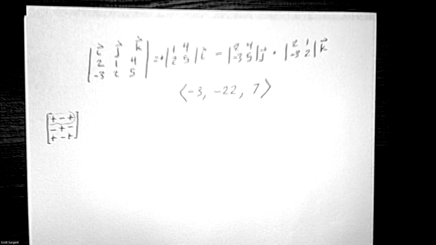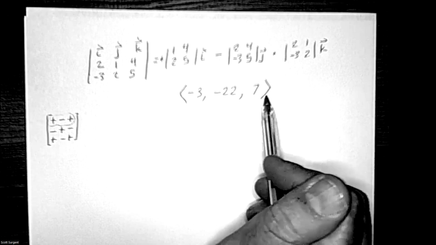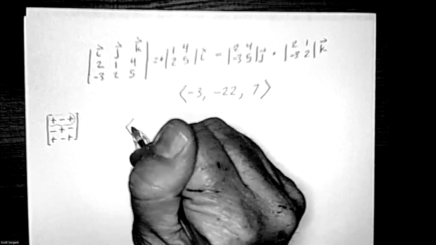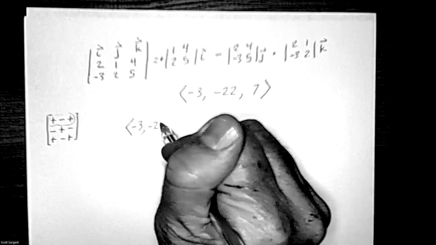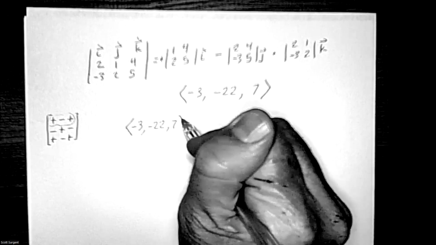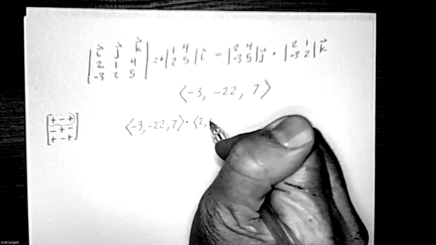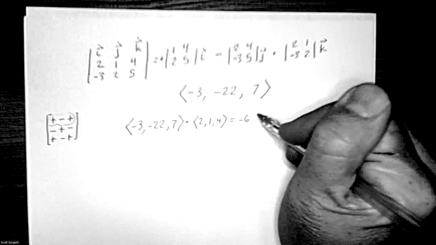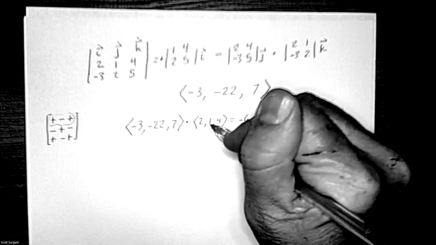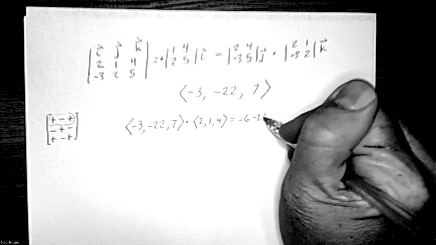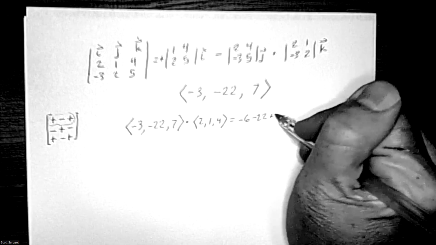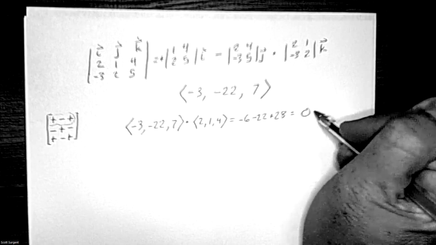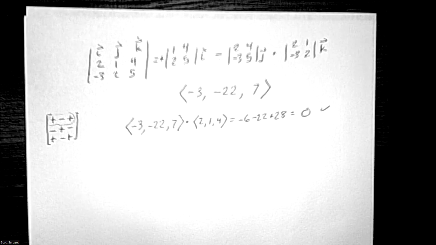Now, if you're still unsure whether you did it right, I recommend that you check your answer by dotting the cross product with the original two vectors. So for example, if I dot my -3, -22, 7 with 2, 1, 4, well, let's see what happens. I get -3 times 2 is -6. -22 times 1 is -22. 7 times 4 is 28. And when I add them, I get 0. And that should happen. That tells me I'm doing it right.